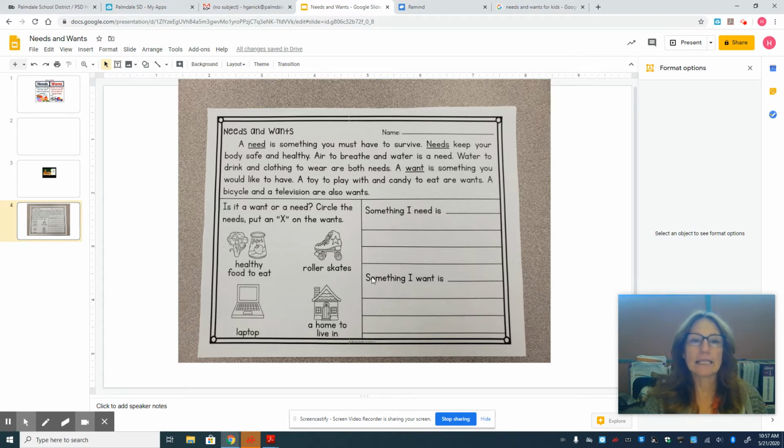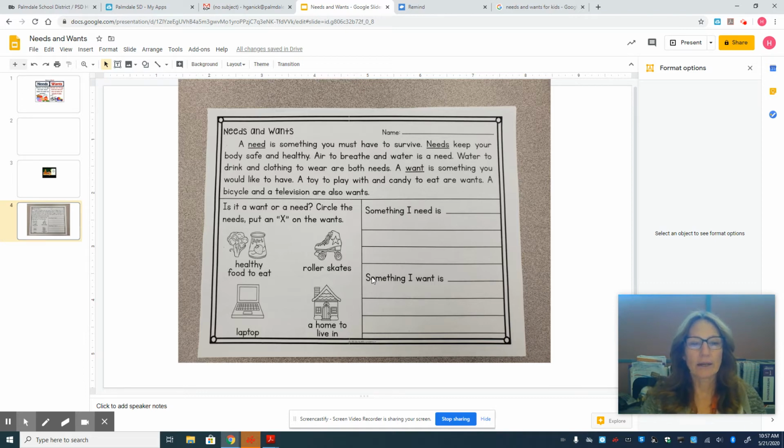And it says needs and wants. A need is something you must have to survive. Needs keep your body safe and healthy. Air to breathe and water to drink and clothing to wear are all needs. A want is something you would like to have. A toy to play with and candy to eat are wants. A bicycle and a television are also wants.